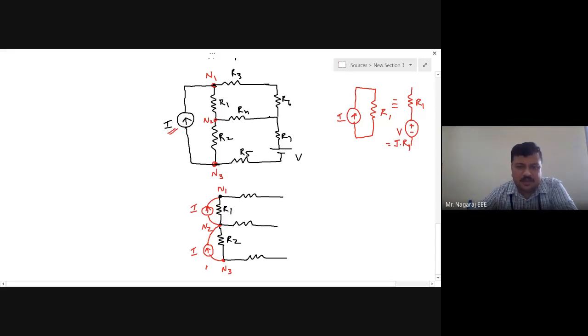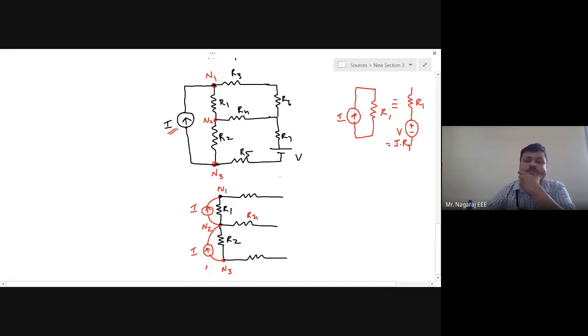Current I is leaving the node N3 and entering the node N1. Because I have to keep this current across R1 and R2, I have to connect it to node N2. But what is happening? Current I is leaving the node N3, coming to N2, and immediately it is leaving from N2 and going to N1. So this R4 will not get any part of the current I into it.